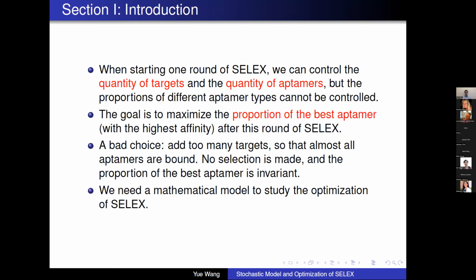So for SELEX, a bad choice is to add too many targets. In this case, almost all aptamers are bound. This means that before and after SELEX, no selection is made, and the proportion of the best aptamer is invariant. So to find the optimal policy, we first need a mathematical model to study SELEX.